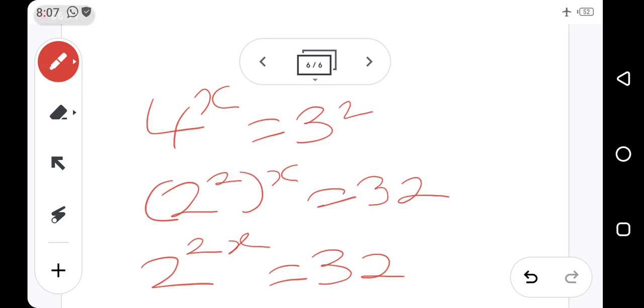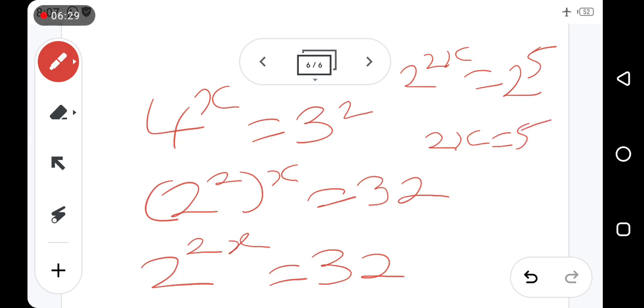So definitely, 2 raised to the power of 2x will give me 32. What will you raise 2 to, to give you 32? I believe you should be able to raise 2 to the power of something to give you 32, and that is 5. So that becomes 2 raised to the power of 5. In this case now, you do away with the base. So your 2x is equal to 5. So divide both sides by 2. So your x is equal to 5 over 2.